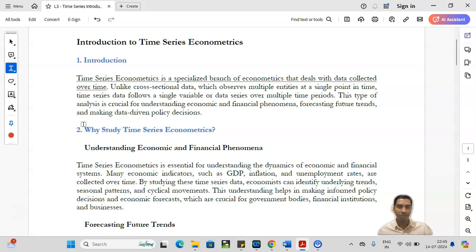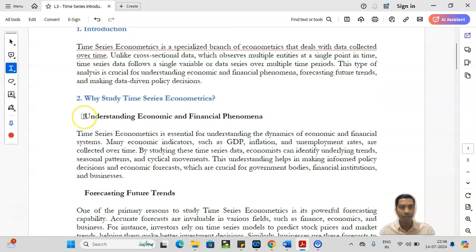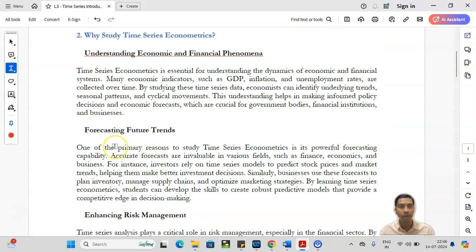A very important question is why we study time series econometrics. There are many points; some of them are listed here. First of all, we understand economic and financial phenomena. Through time series, we understand the dynamics of economic and financial systems in any particular country, such as GDP, inflation, unemployment rates, etc. That is number one. Then we also use time series for forecasting future trends.